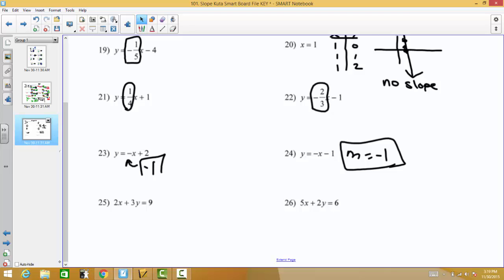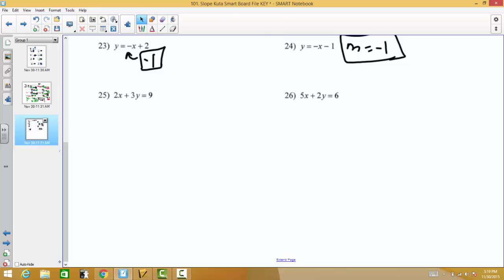All right, then these are the fun ones, the last two. So as you can see in 25, this is not in y equals mx plus b. So we need to get it there. We need to get the y completely alone. So the first thing to move, to get rid of, is the 2x. So we're just going to move that to this side. X's don't go with numbers. They are not like terms. So the 2x stays alone, and then the 9 stays alone.